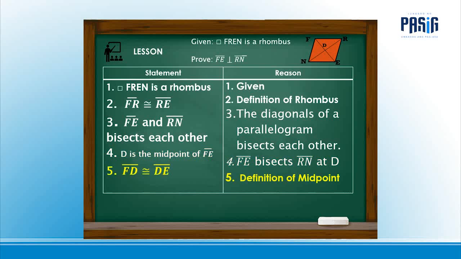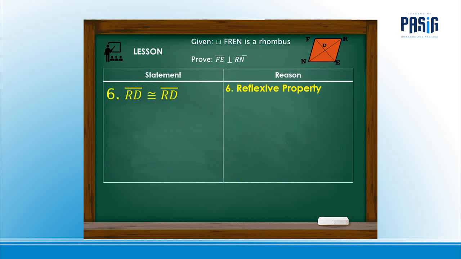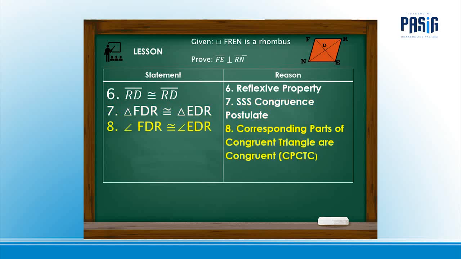Then, FD is congruent to DE for the definition of midpoint. Then, side RD is congruent to side RD, reflexive property. And now, triangle FDR is congruent to triangle EDR by SSS congruence postulate. And so, angle FDR is congruent to angle EDR, for corresponding parts of congruent triangles are congruent.